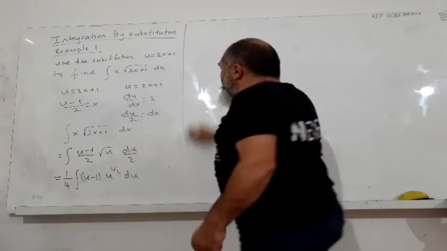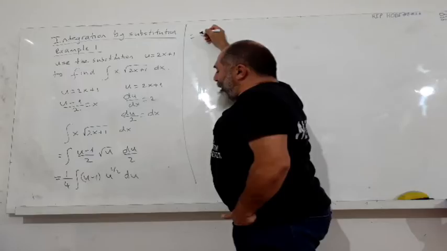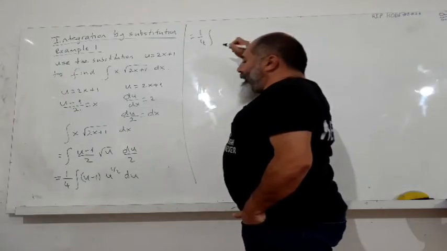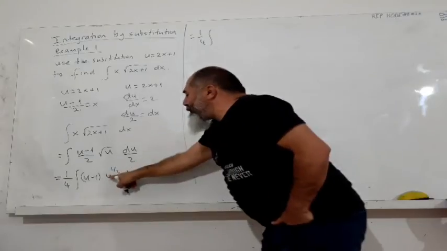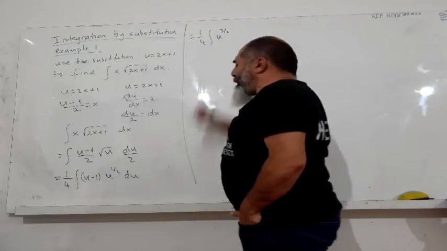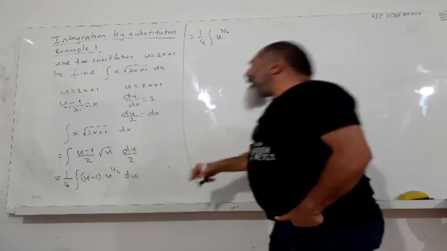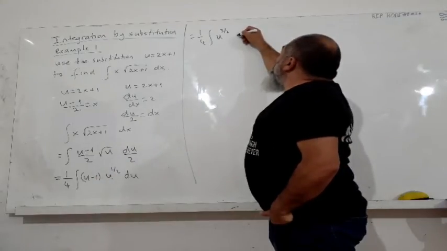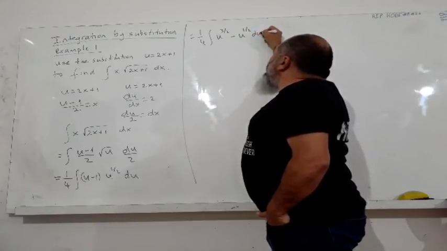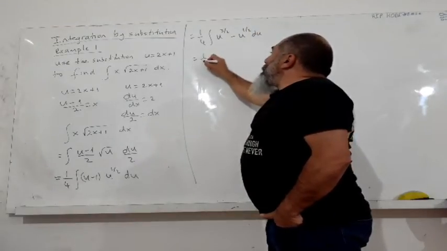And it will be equal to 1 over 4. And u times u to the power of 1 over 2 is u to the power of 3 over 2. And minus 1 times u to the power of 1 over 2 is minus u to the power of 1 over 2 du. Let's do the easy integration here.